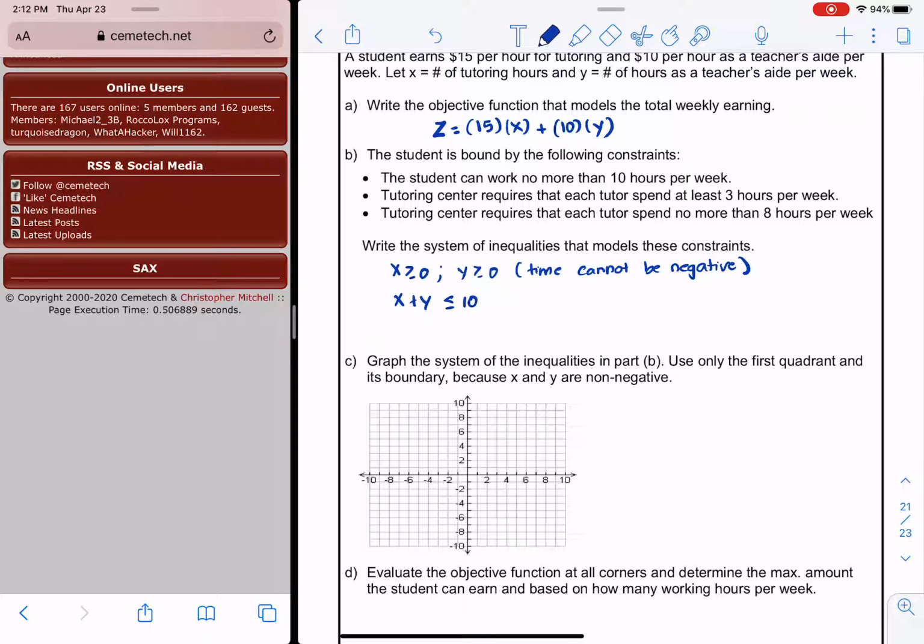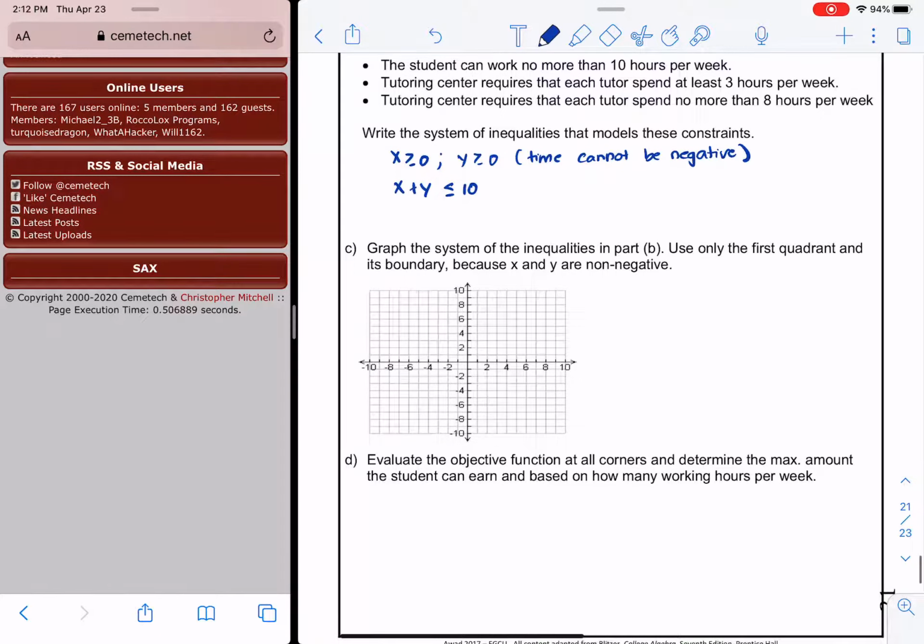And the tutoring center requires that the tutor spend at least 3 hours per week. In other words, the value of x has to be greater than or equal to 3. And lastly, the tutoring center requires that the tutor spends no more than 8 hours per week. In other words, we have x less than or equal to 8. So those are the set of constraints that the tutor has to work within.